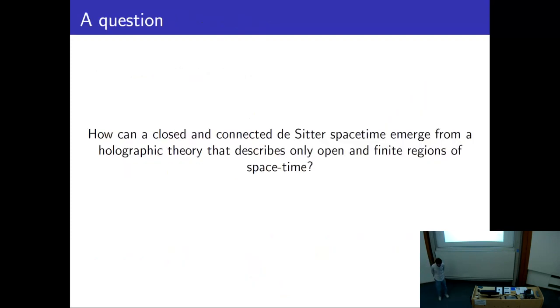So now that we are focused on static patch holography, one very interesting question, I think, is how can a closed and connected universe, such as de Sitter space, be described by a holographic theory which only describes an open and finite portion of this universe? Because at the end, the classical spacetime, at least that we know, is de Sitter space, and the solution that emerges from the equations of Einstein is a global de Sitter space and not just a static patch.